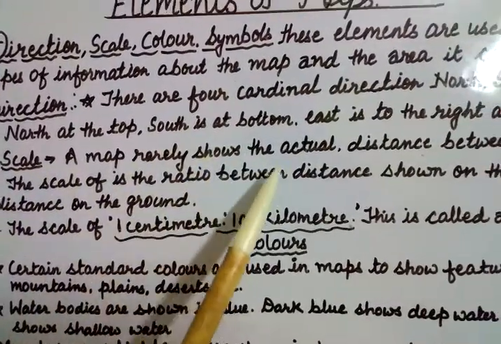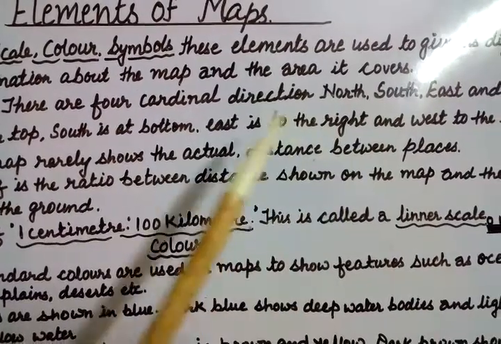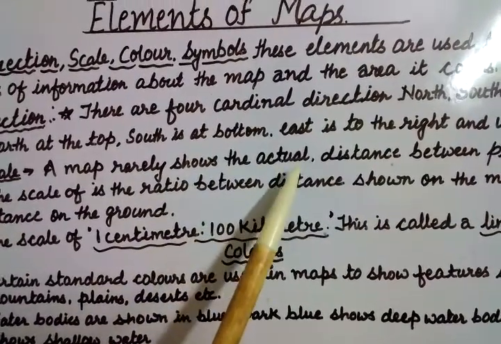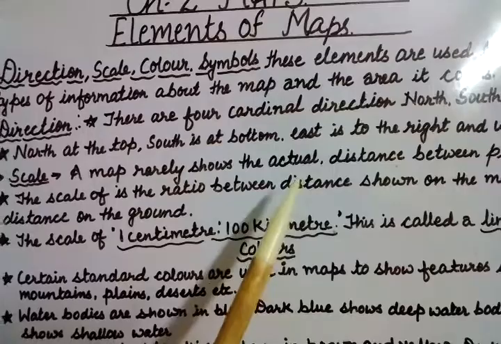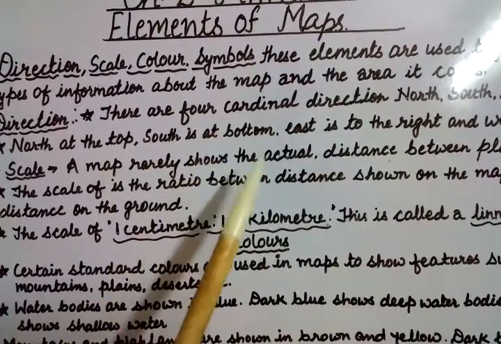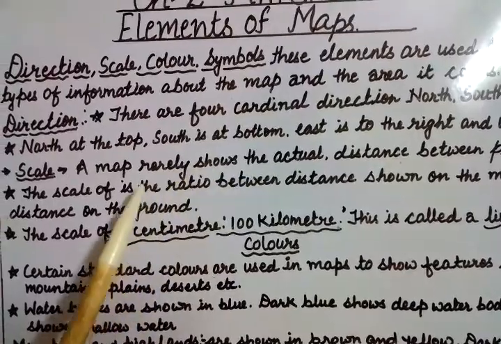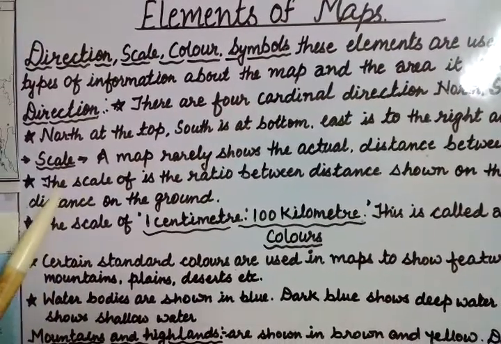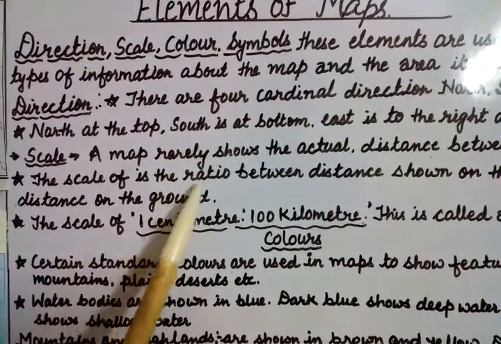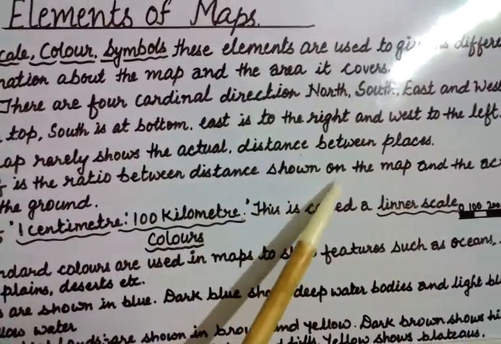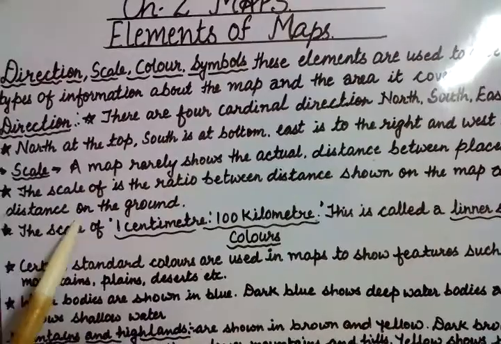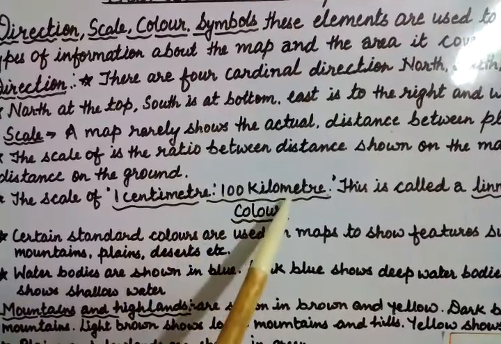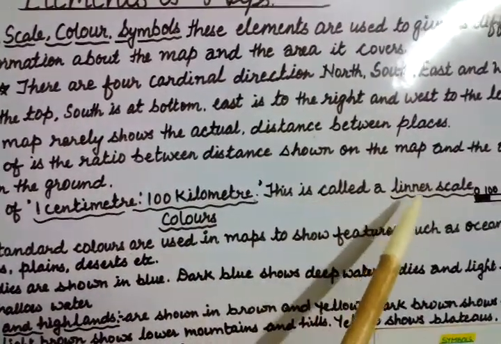A map shows the actual distance between 2 places. Yes students, suppose you are making a map from your home to school and your school is 2 kilometers far from your house. It is not possible to make such a map on a sheet of paper. That's why we shrink the actual distance between the 2 places. The scale is the ratio between the distance shown on the map and the actual distance on the ground. A scale of 1 centimeter equal to 100 kilometers is called a linear scale.